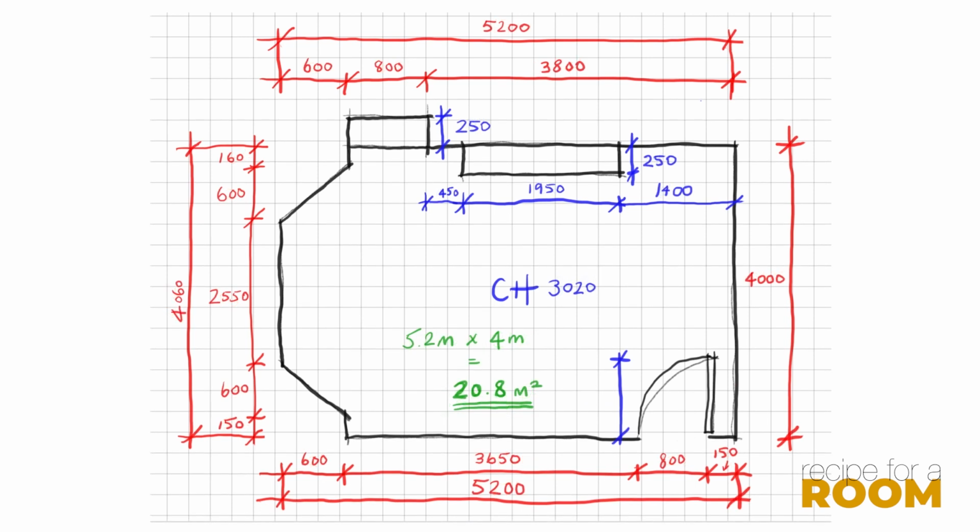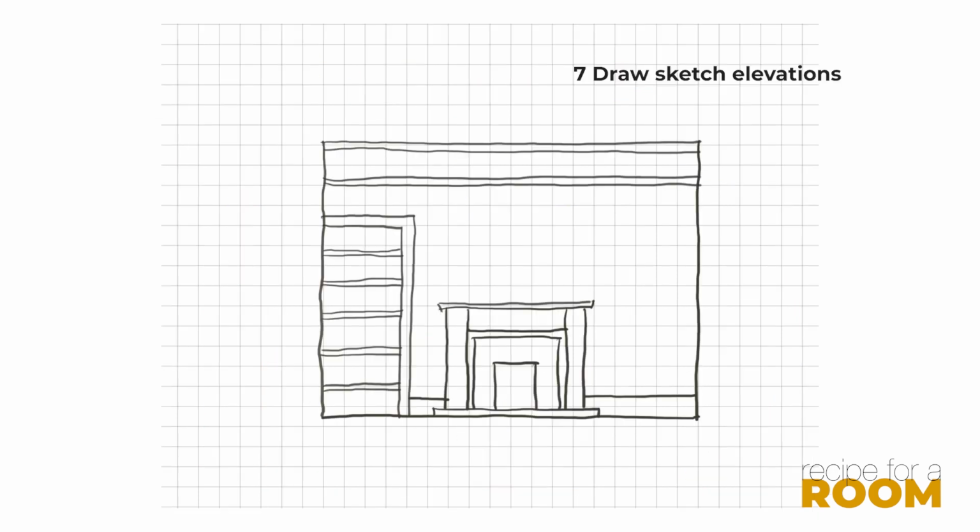Step 7 is to create some simple sketch elevations. These are two-dimensional flat views of the walls, just as you see them when you're standing inside the room. Now, the reason that I take these is they're very useful for getting a better idea of how the room's going to look once the design details have been added.